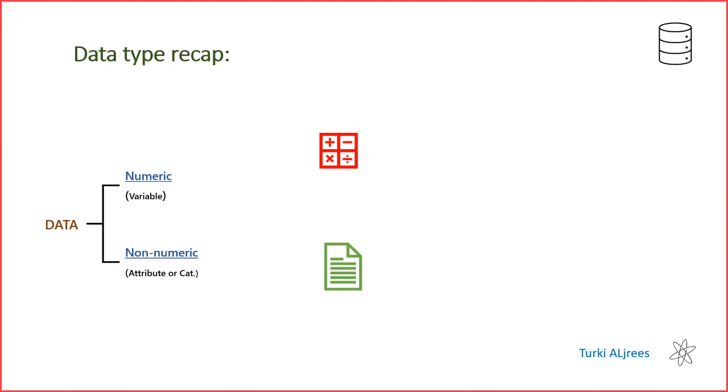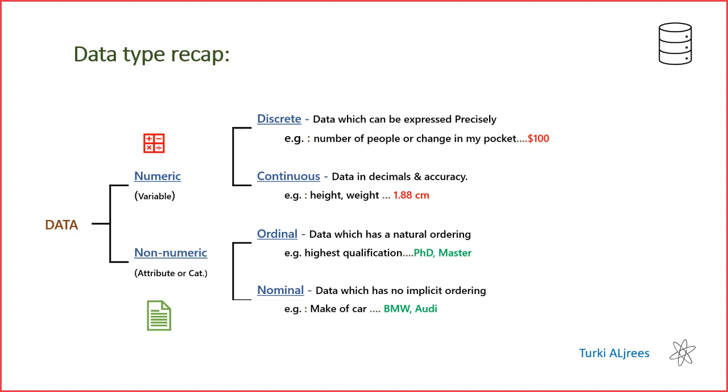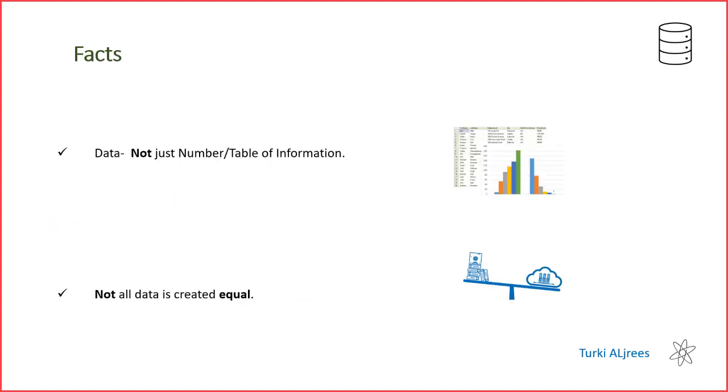Either they will be numeric, obviously, or they are saved as non-numeric. This is the list of the main differences between the numeric and non-numeric types with their subcategories. Please feel free to look at them. I will move forward to the facts that people quite often skip when they decide to choose what data analysis method to use.